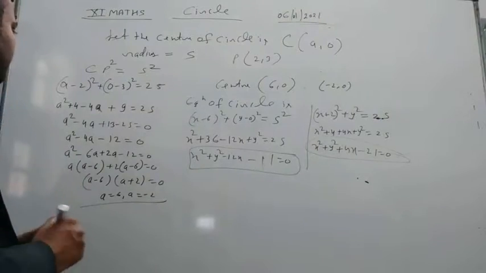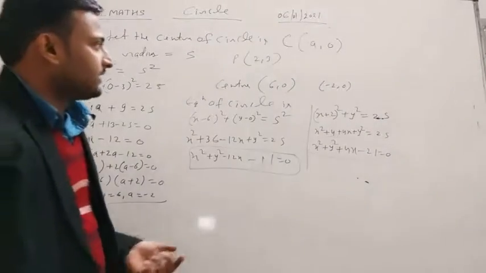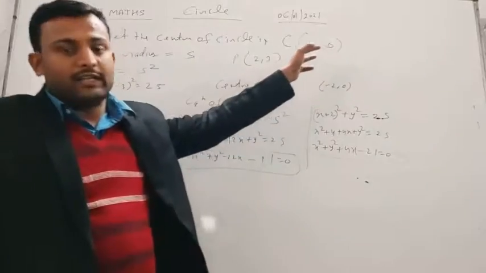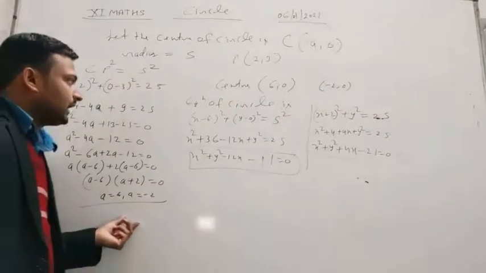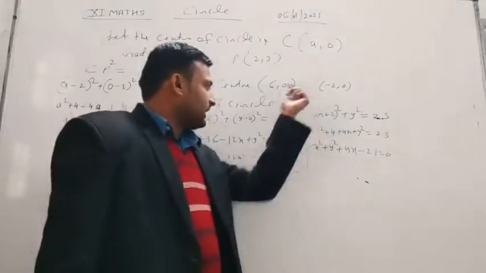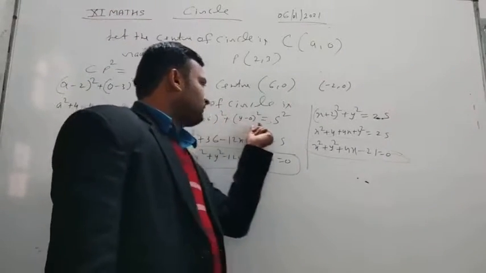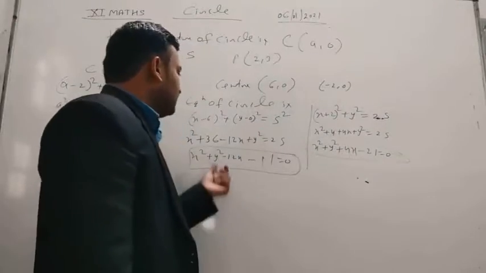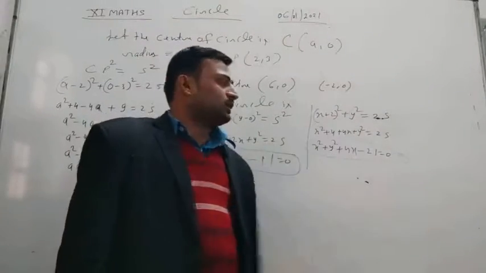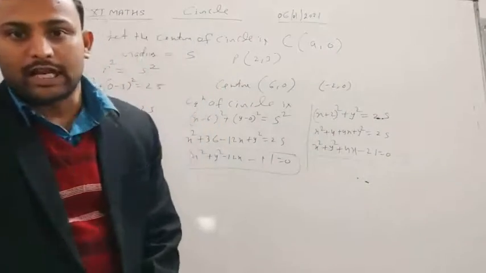First of all, we found the point on the x-axis. We took the point (a, 0) and found the value of a, and so we get the two centers. Now the equation of the circle is (x minus 6) square plus (y minus 0) square is equal to 5 square, and (x plus 2) whole square plus y square is equal to 25. That will be our answer.